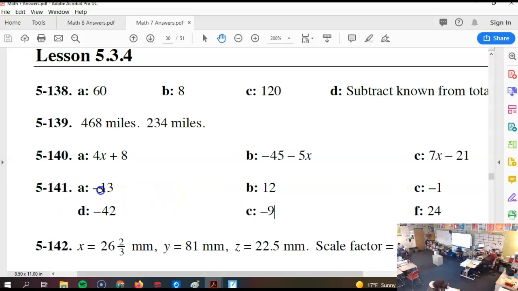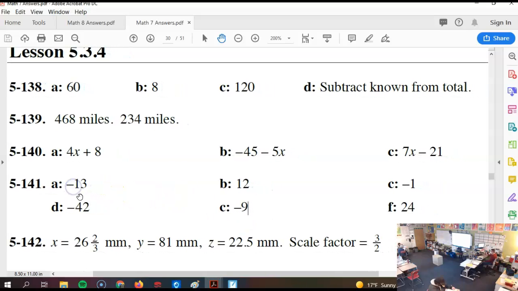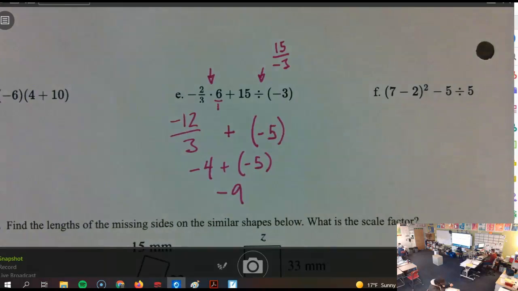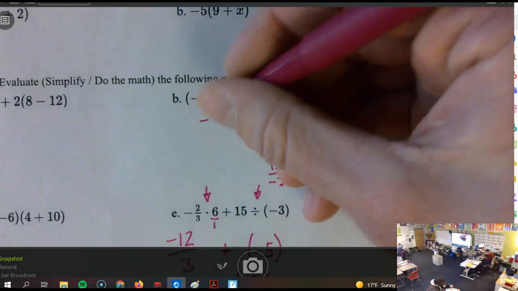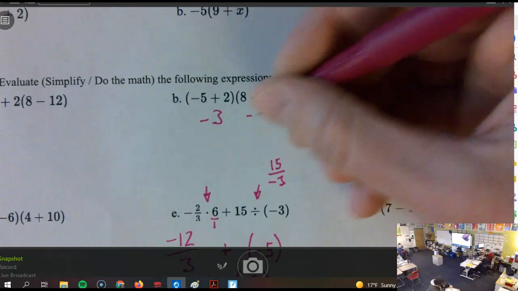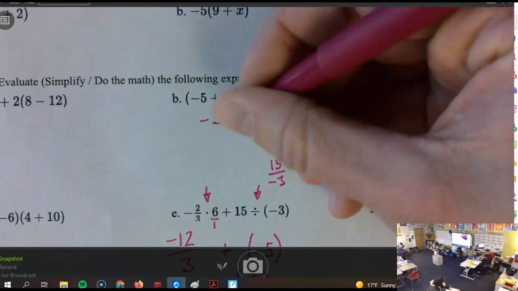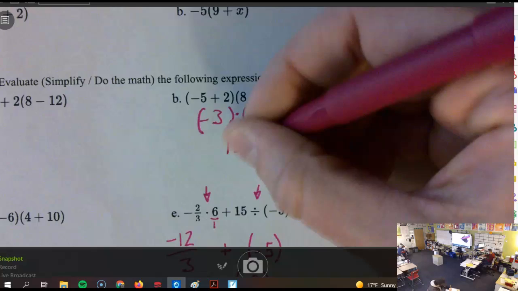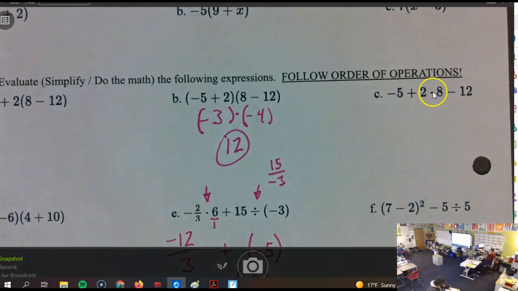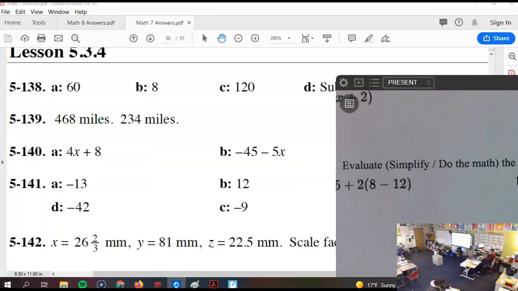So check your answers for 141. I don't know that any of those are able to be solved without work. Even B. Guys, like even B, which doesn't have a whole lot to do, this becomes -3. This becomes -4. I need to write these things out so I know what I'm doing. We can't just try to keep things in our head. And then that's multiplication. So that's how we get to, I believe, +12.